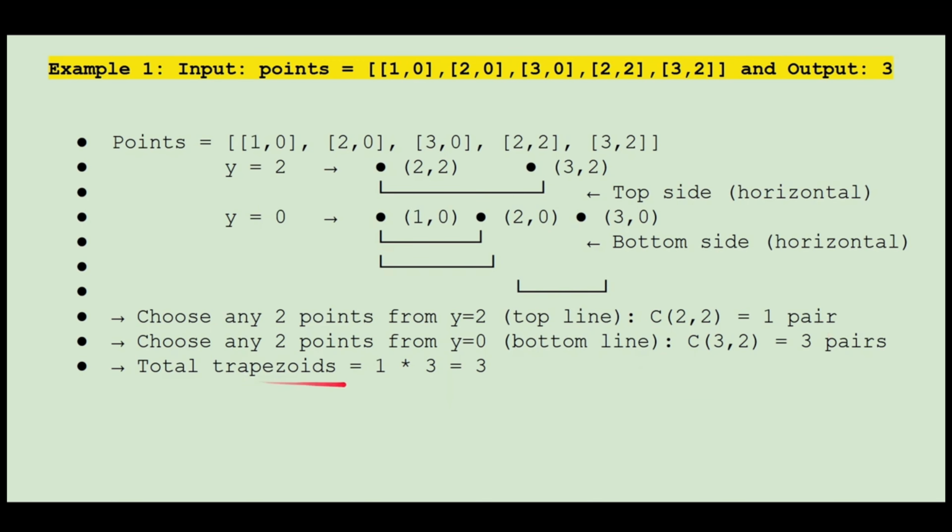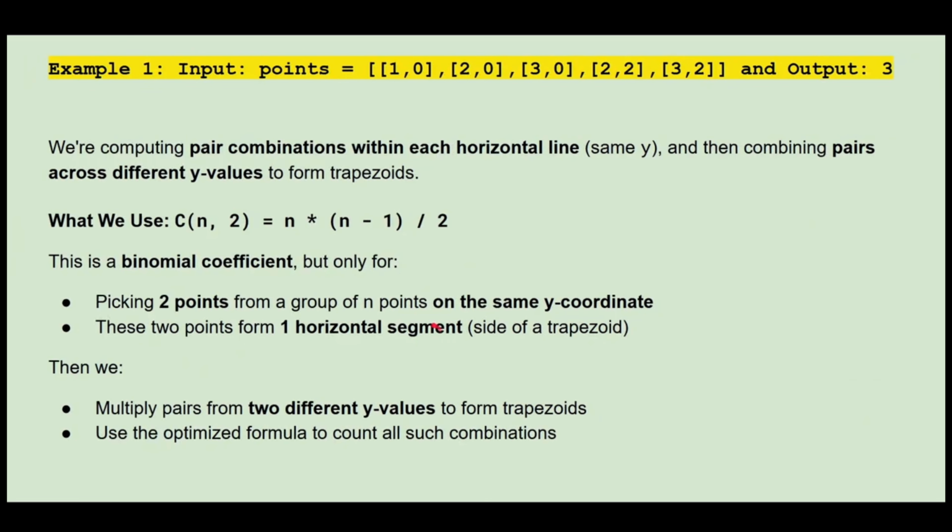So if we multiply these pairs, 1 into 3, how many pairs will we get? 3 pairs we will get. Understand? So this is the problem statement we have been given. It's very critical, but if you understand it, you will get it. Let's understand. We are computing the pair combinations within each horizontal line, the same y, then combining pairs across different y values to form a trapezoid.